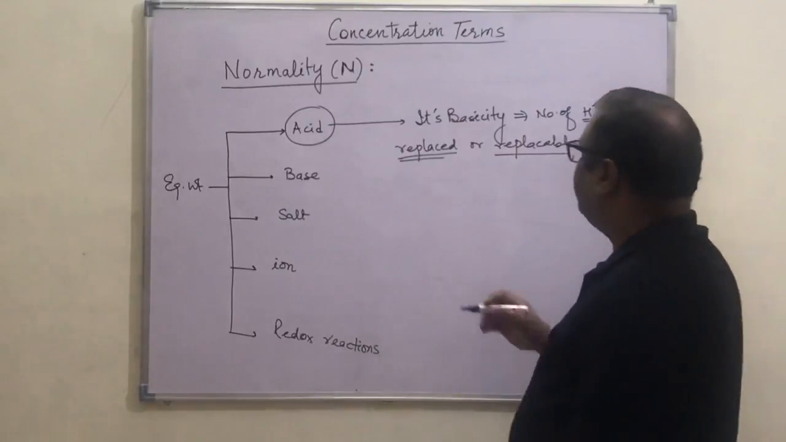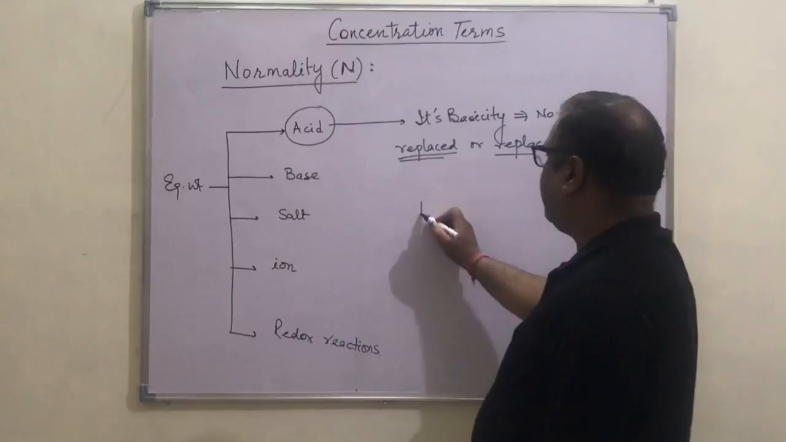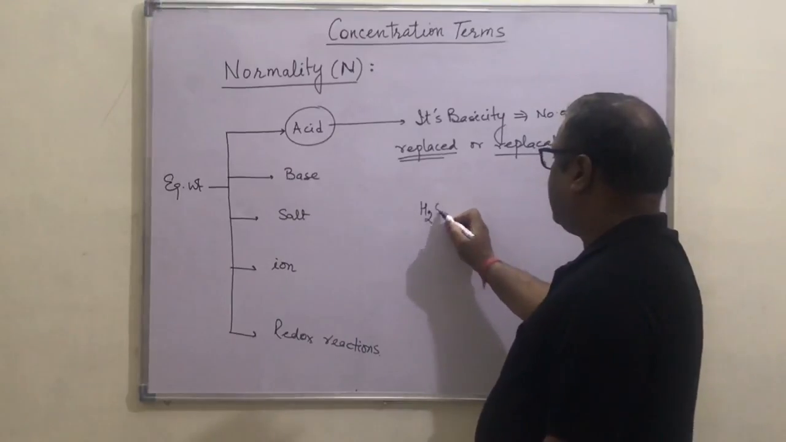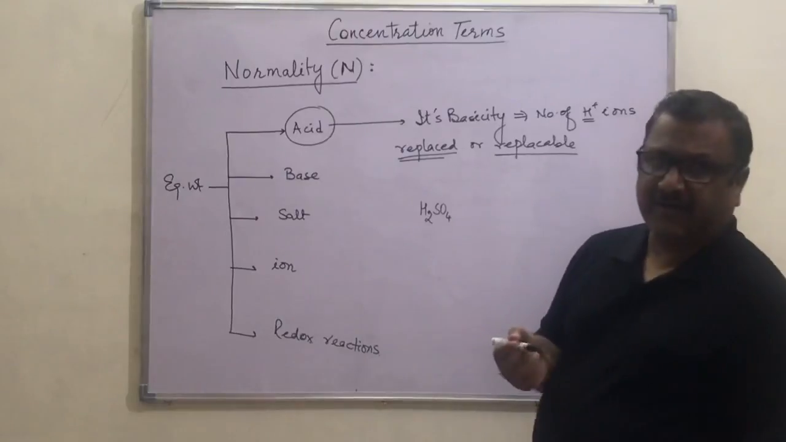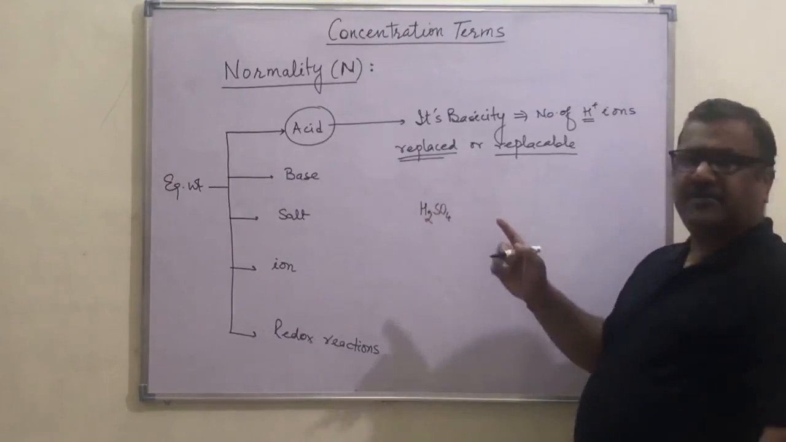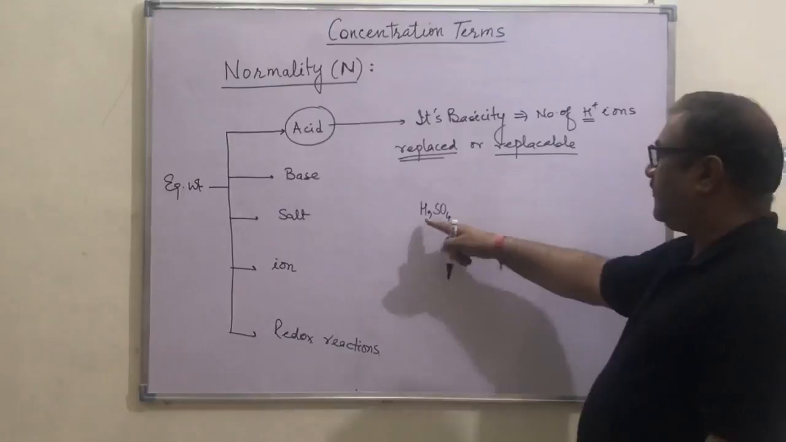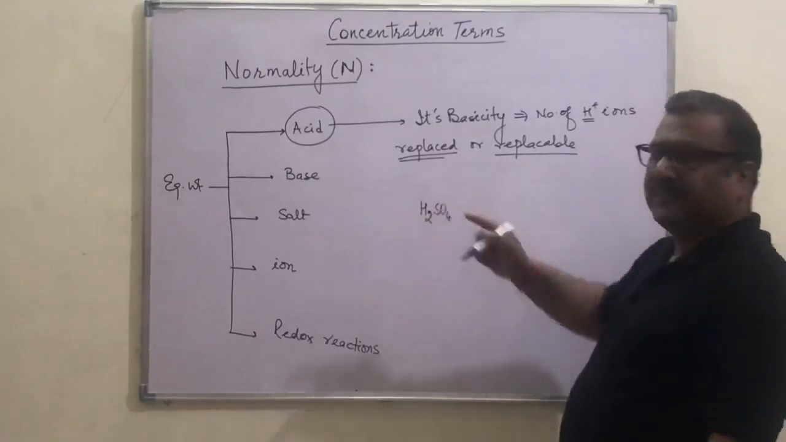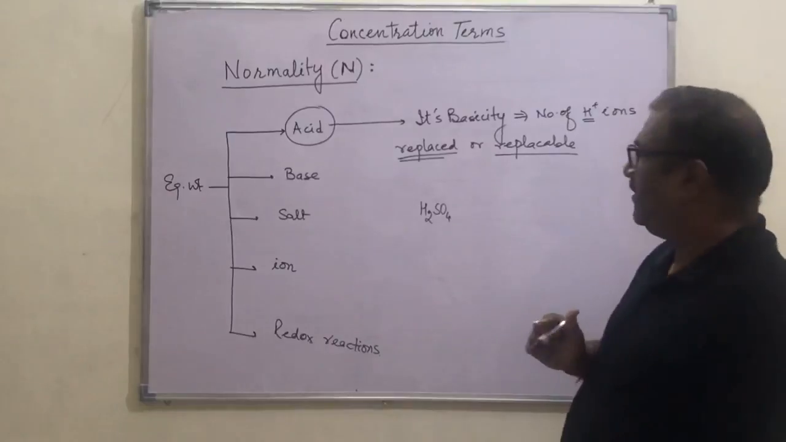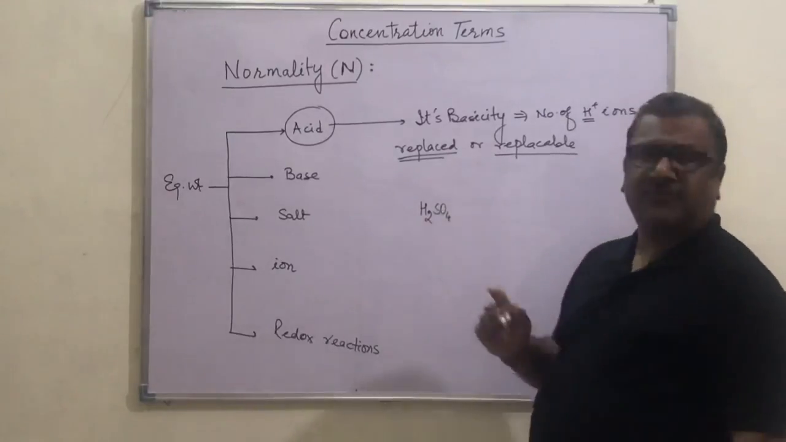For example, if we are taking up sulfuric acid, then we all know what is its basicity. Yes, very good. So its basicity is 2 because it is going to furnish 2 H plus ions. There are 2 replaceable H plus ions in the sulfuric acid. So its basicity is 2.